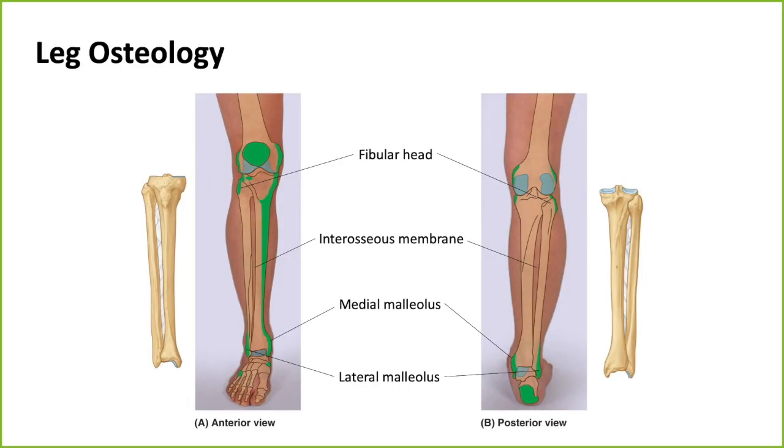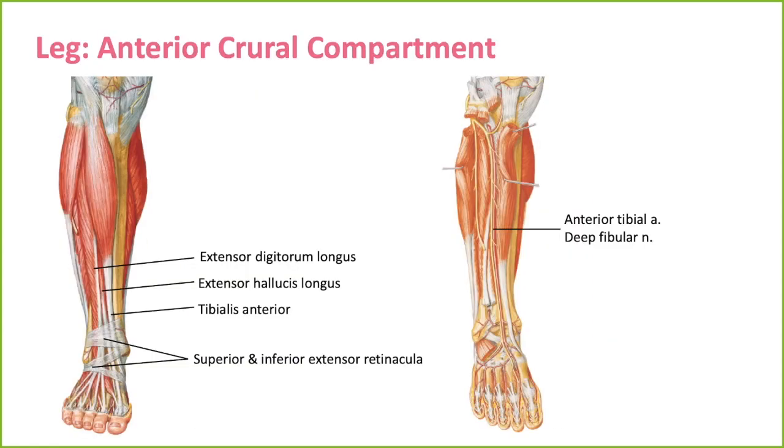Okay, here's our osteology, again, for you to review. So lateral malleolus is on the outside, and medial malleolus is here on the inside. So here's this lateral anterior compartment. So right on our tibia, we're going to have that tibialis anterior right there.